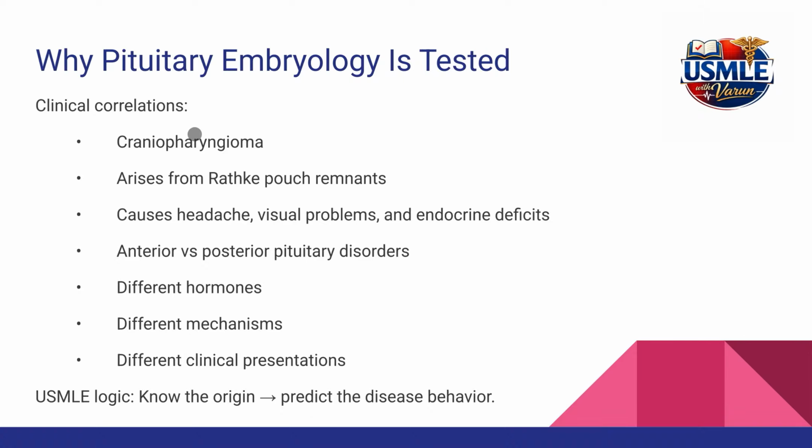One classic clinical correlation is craniopharyngioma, which arises from the remnants of the Rathke's pouch. This is a tumor, and it can cause headache, visual problems, and multiple endocrine deficiencies. Because the anterior and posterior pituitary have different origins, they also have different disease patterns, different hormones, and different mechanisms. If you know the origin, you can predict the behavior of the disease.